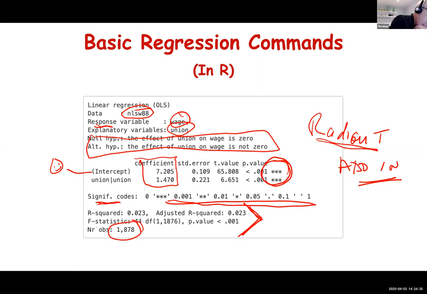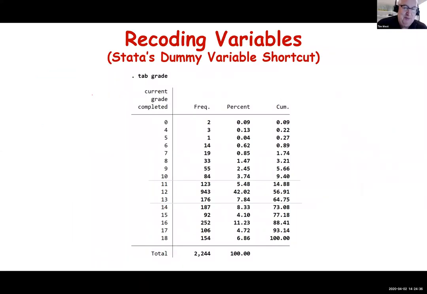So Stata 1, R 0. All right. So I don't think she's real happy about that, but that's okay. She's very tolerant.